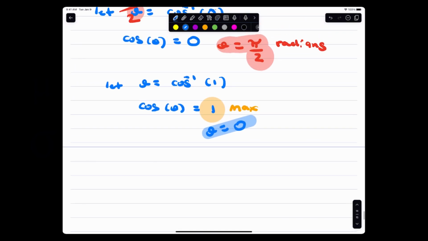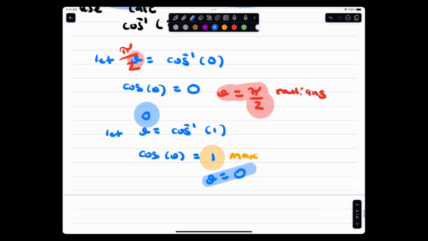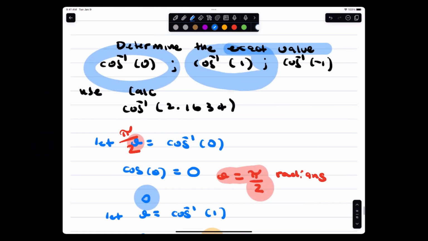So that's all they're saying here. Cosine, this is 1. There it is. Oops, 0. Cosine theta is 0. Okay, easy peasy lemon squeezy. Now cosine theta is negative 1.